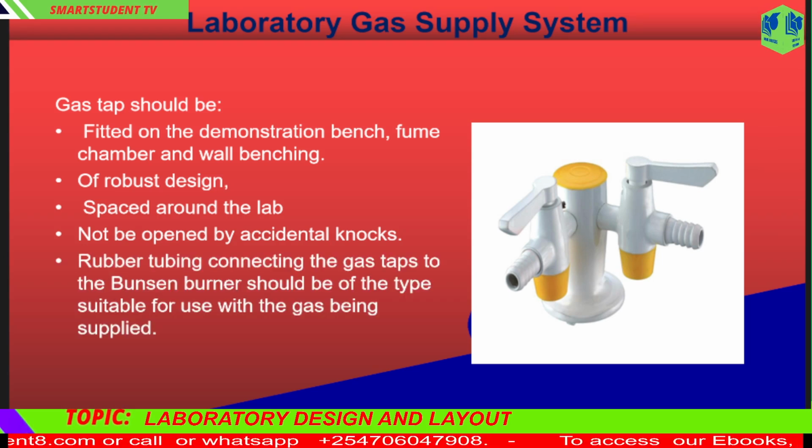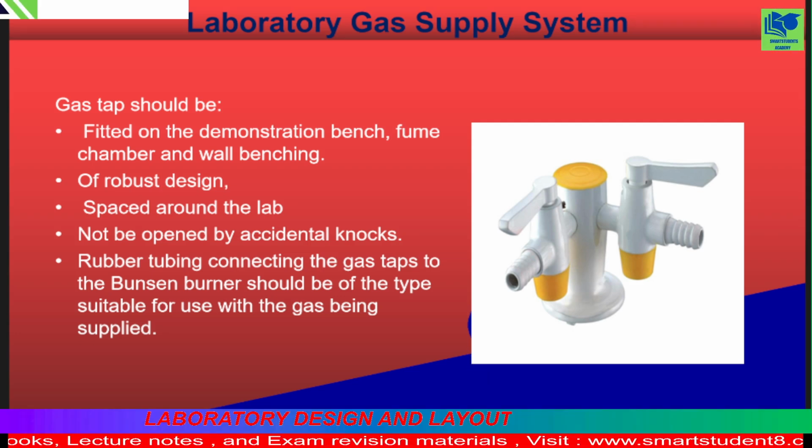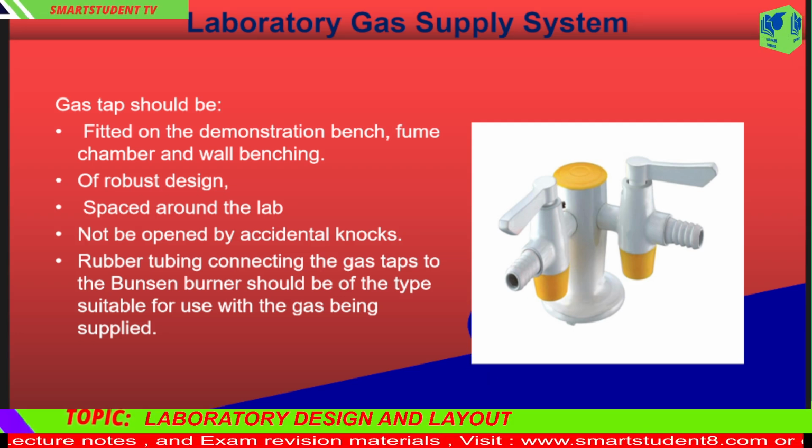Gas taps should be fitted on the wall benches, demonstration bench, and fume chamber. They should be of robust design, with definite on-off positions and anti-rotate fixing to bench, with non-return valves and restrictors in nozzles. Gas taps must be spaced around the lab, with 1 tap per student recommended. The rubber tubing connecting the gas taps to the Bunsen burner should be of the type suitable for use with the gas being supplied. Both end tubing should be held in position by horse clips to prevent loosening.